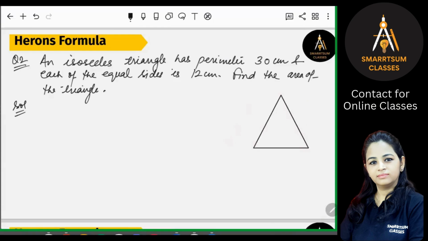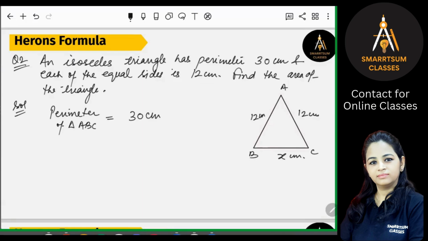Triangle ABC, right? Suppose AB and AC are the equal sides, and each one of them is given here, that is 12 centimeter. So this is 12 centimeter and this is 12 centimeter. Suppose the length of BC is X centimeter, so assuming the third side is X centimeter. Since perimeter is also given, the perimeter of triangle ABC is given here as 30 centimeter, right?